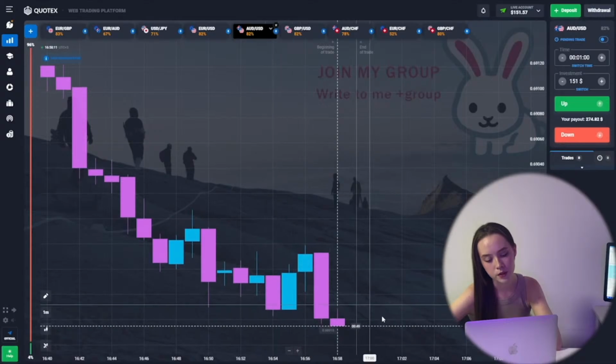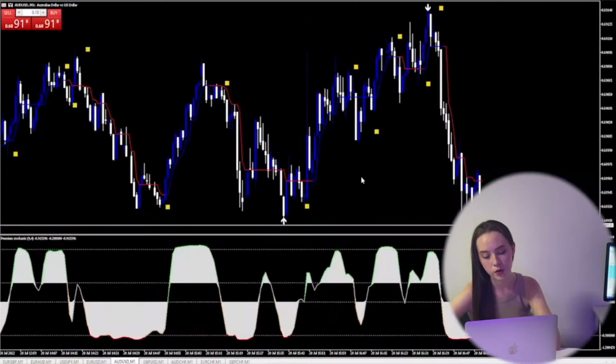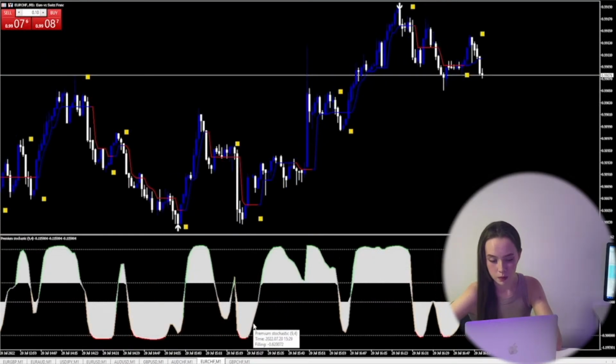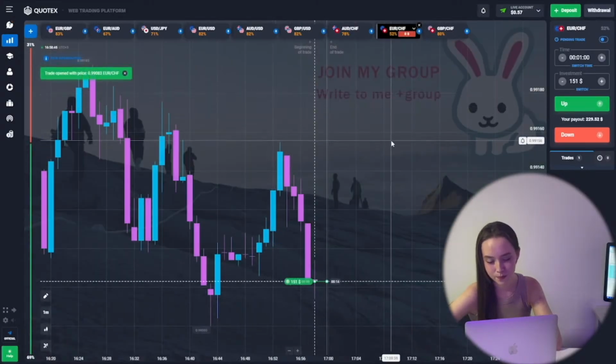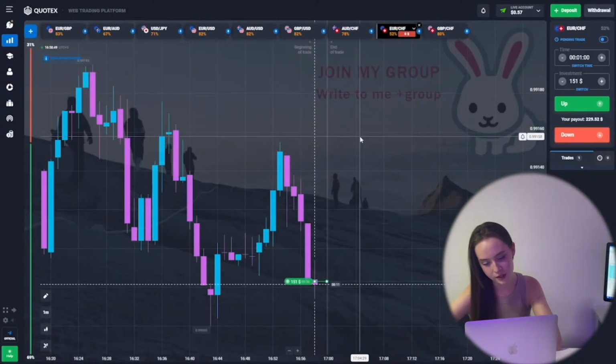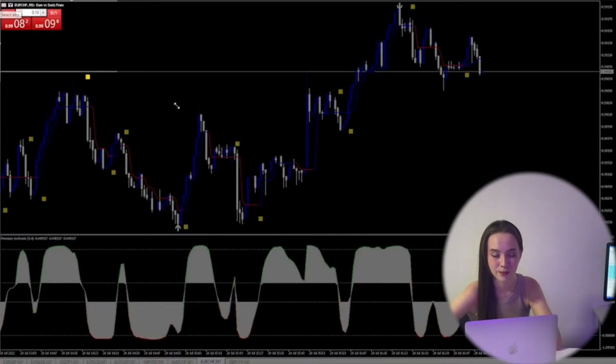Now we're observing the penetration of the support zone, which means that we have updated the minimum point, and we already have $150 on our balance, and we started with just 10, as you remember. Let's focus on this currency pair.